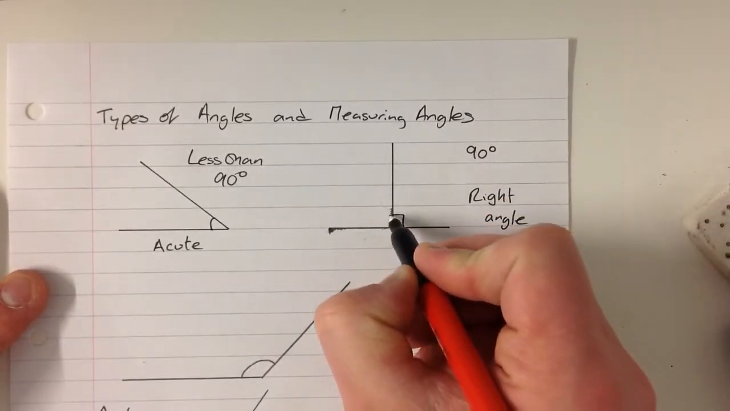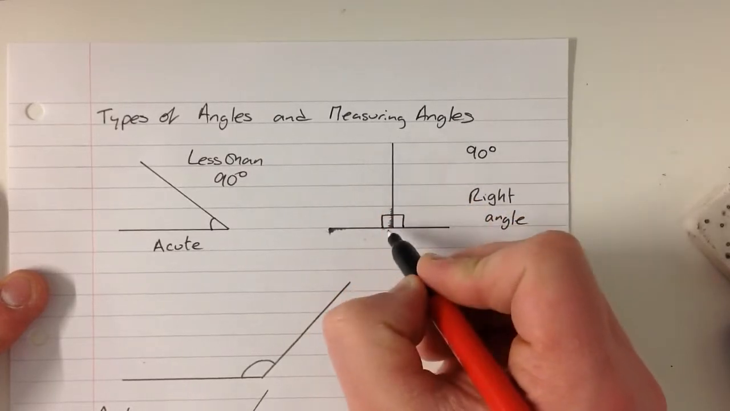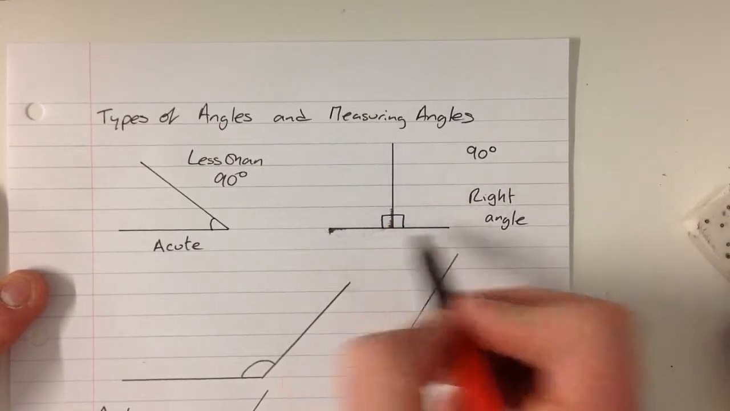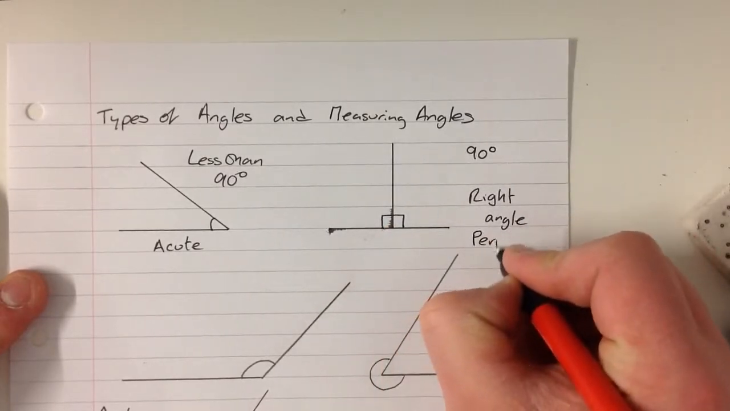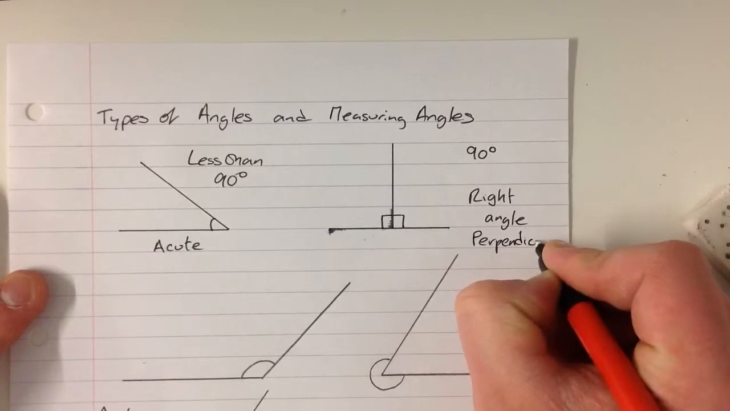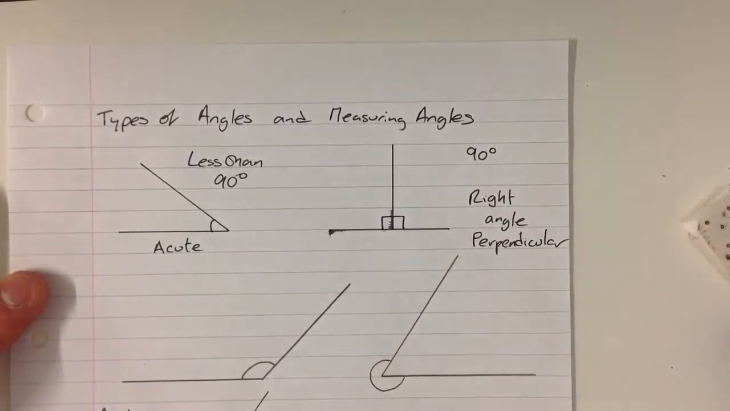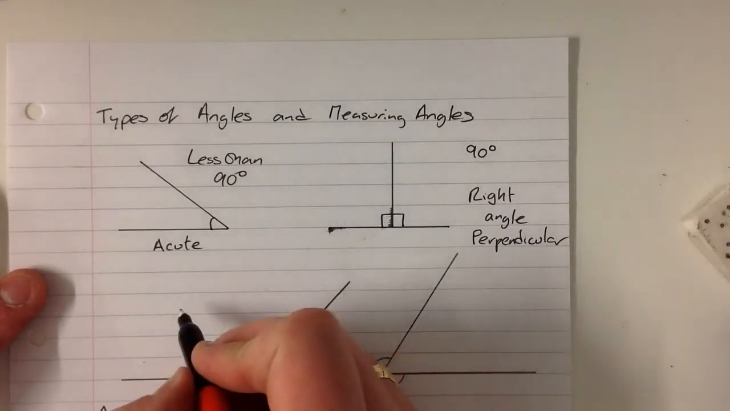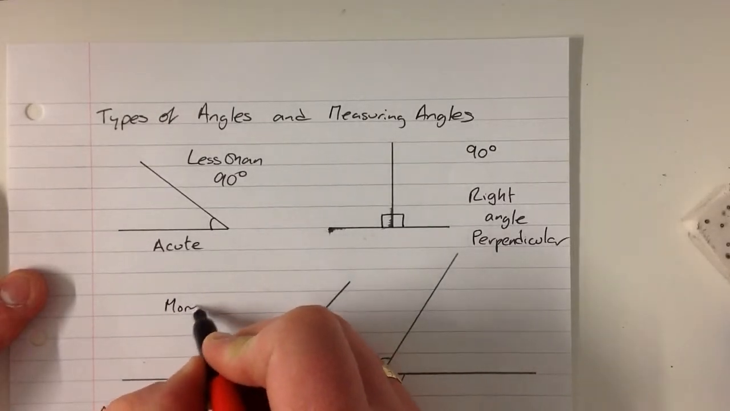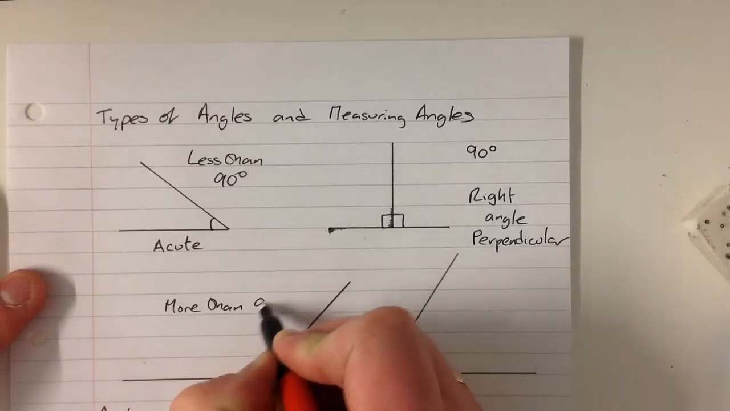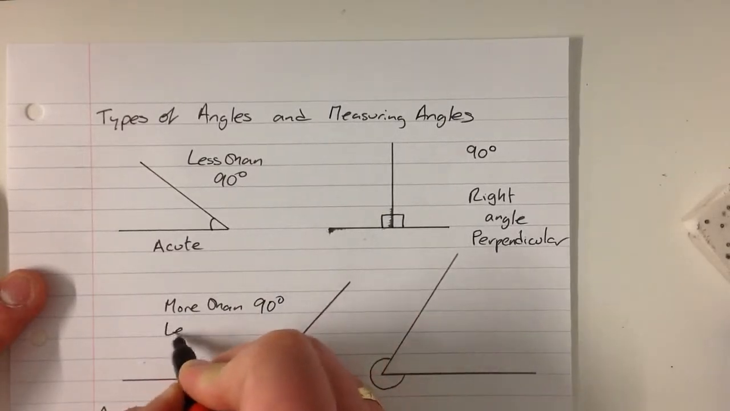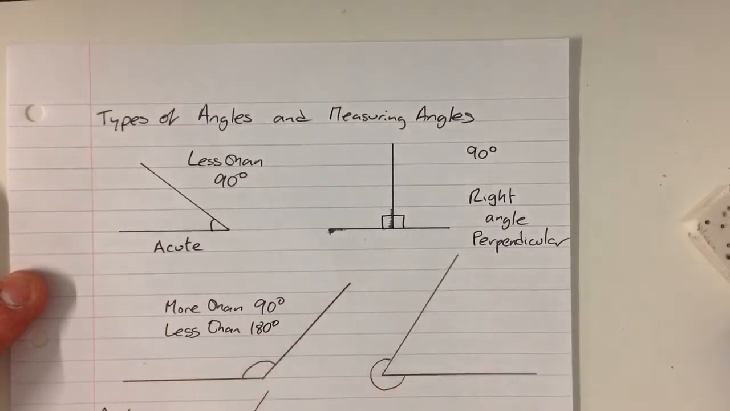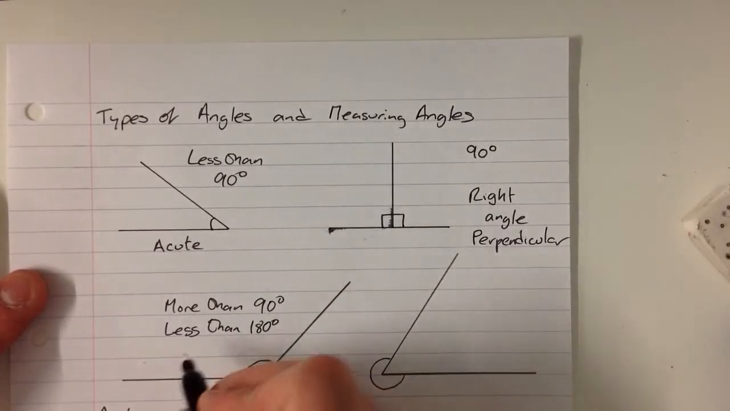And we get two of those where one line meets another line at right angles, and we say that those two lines are perpendicular. Our next type of angle is more than 90 degrees but less than 180 degrees. That is an obtuse angle.